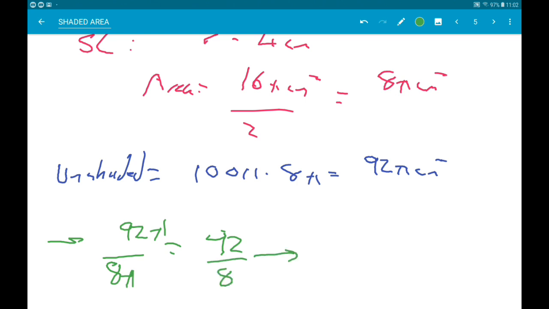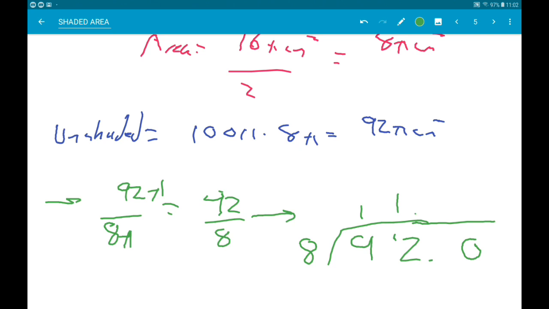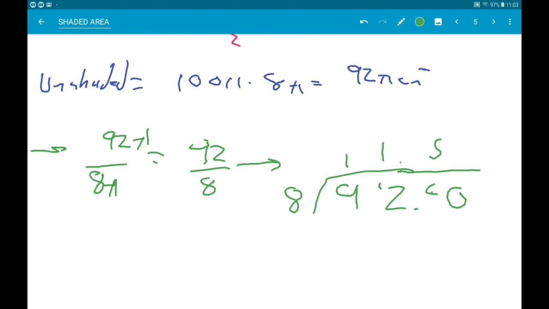Now for that we can use a bus stop. So 92 divided by 8. So 8 into 9 goes once, 1 remainder. 8 into 12 goes once, 1 remainder. So we now put a point 0 on the bottom and a point on top. So we carry the 4. And then 8 into 40 goes 5 times. So the answer is 11.5.